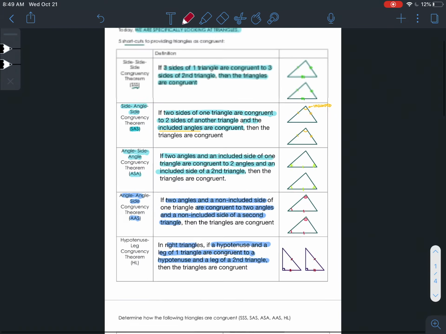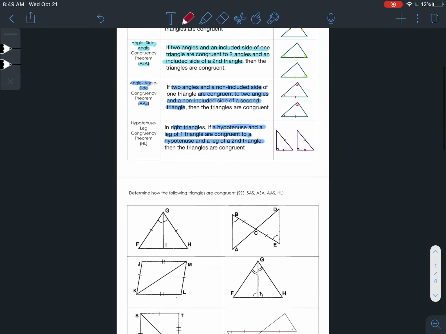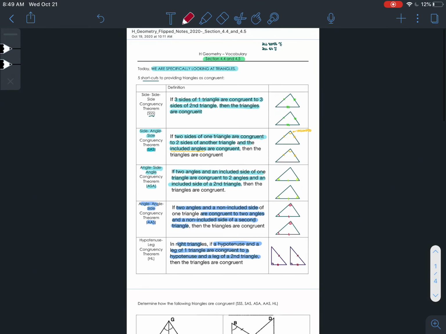Okay, so I'm going to pause there. From here, we're going to apply this and see how we can prove these triangles as congruent.